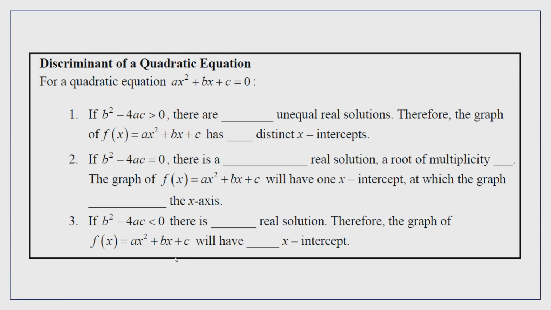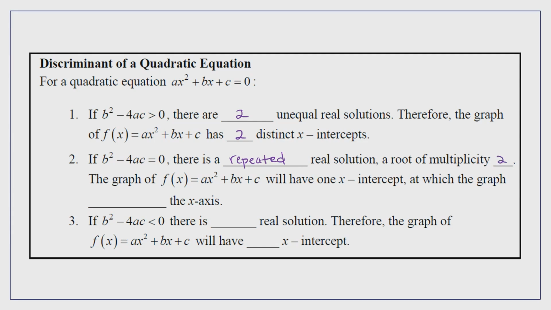So for a quadratic equation, ax squared plus bx plus c equals 0, if b squared minus 4ac is greater than 0, then there are two unequal real solutions. Therefore, the graph of f of x equals ax squared plus bx plus c has two distinct x-intercepts. If b squared minus 4ac equals 0, then there is a repeated real solution, or a root of multiplicity 2.